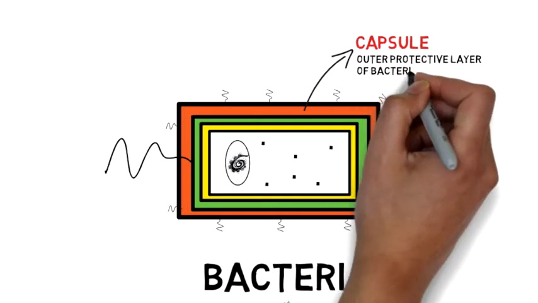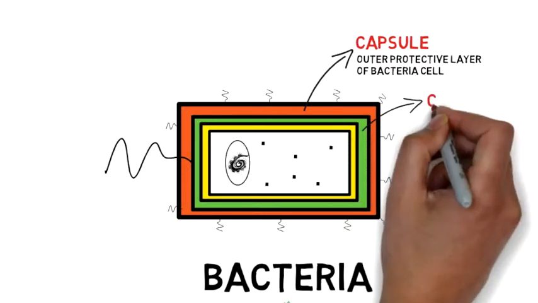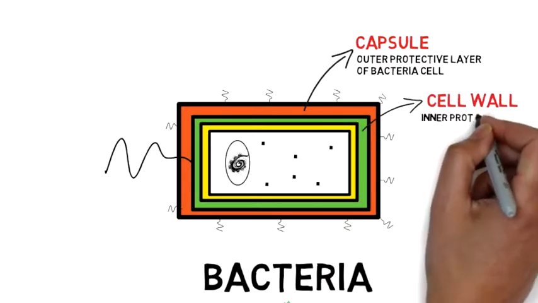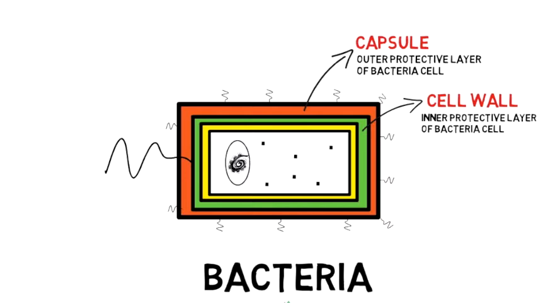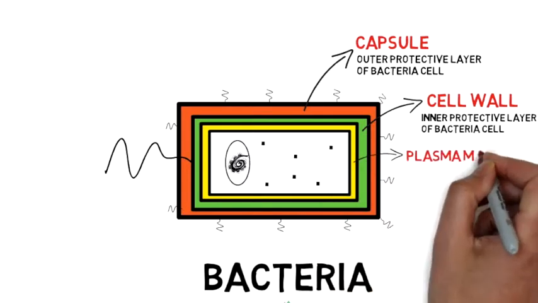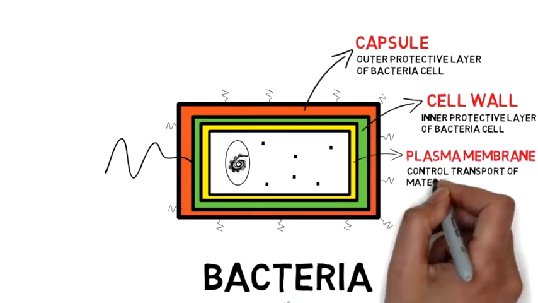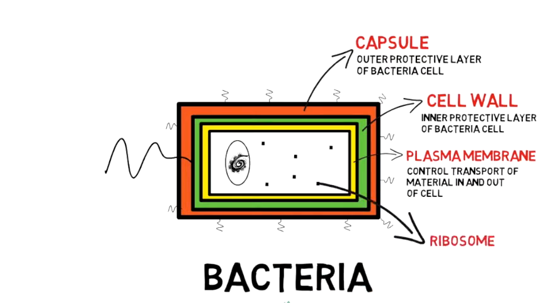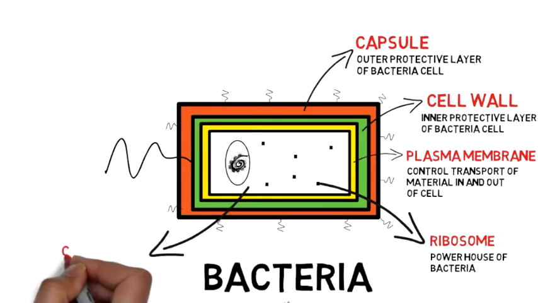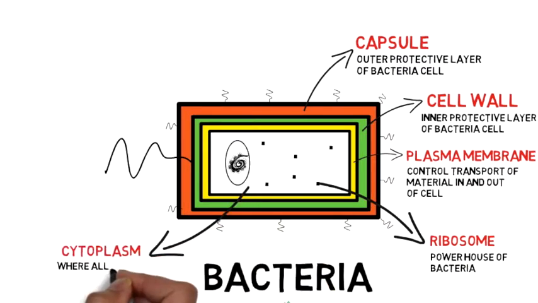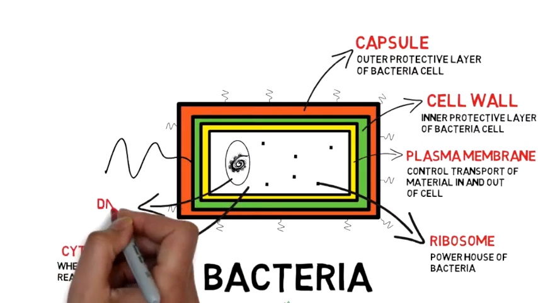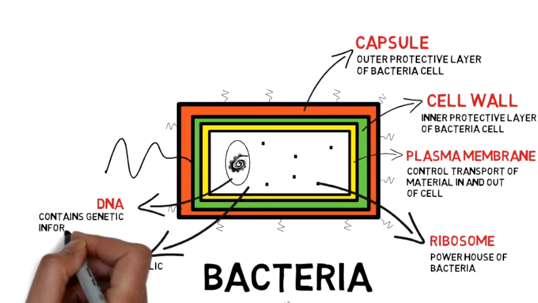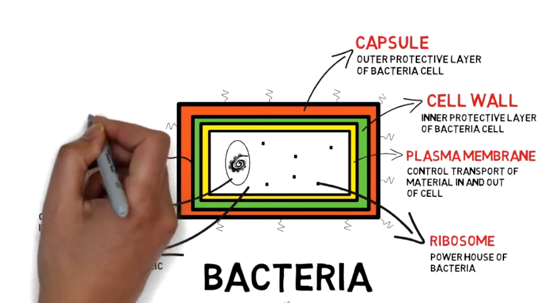The first part we have is the capsule, which is the outer protective layer of the cell, followed by the cell wall, which is the inner protective layer of the bacterial cell, and then the plasma membrane, which controls the transport of material in and out of the cell. The small dotted points are ribosomes, which make the proteins of the bacteria, and the white region is the cytoplasm, where all the metabolic reactions occur. DNA contains the genetic information of the bacteria.